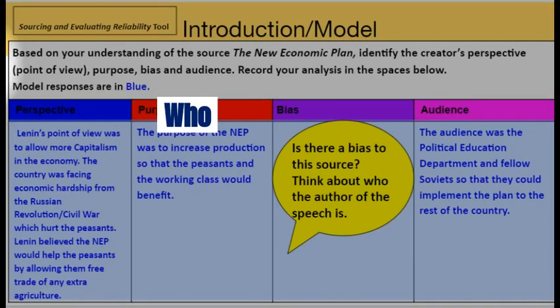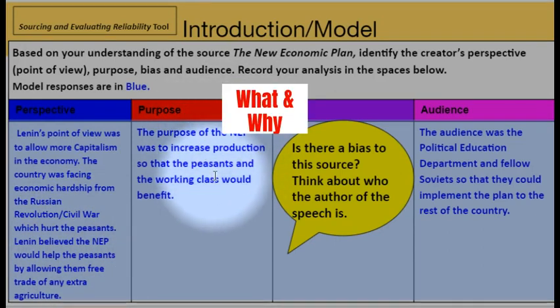So this is the who. It's the point of view telling us what was going on over here. Help the peasants. The purpose is, I told you, the what and the why. Increase production. Notice they didn't give a bias.